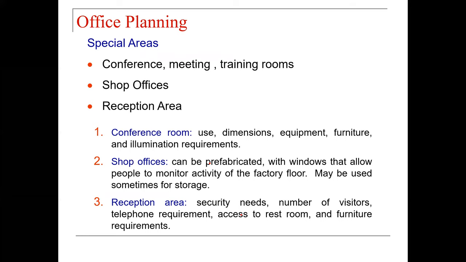Special areas: conference meeting, training rooms, shop offices, reception areas. For conference room use, I mentioned equipment, furniture, and illumination requirements are relevant. Shop office can be prefabricated with windows that allow people to monitor activity of the factory floor, maybe used sometimes for storage. And the reception area is for security needs, number of visitors, telephone requirements, access to restroom and furniture requirements.